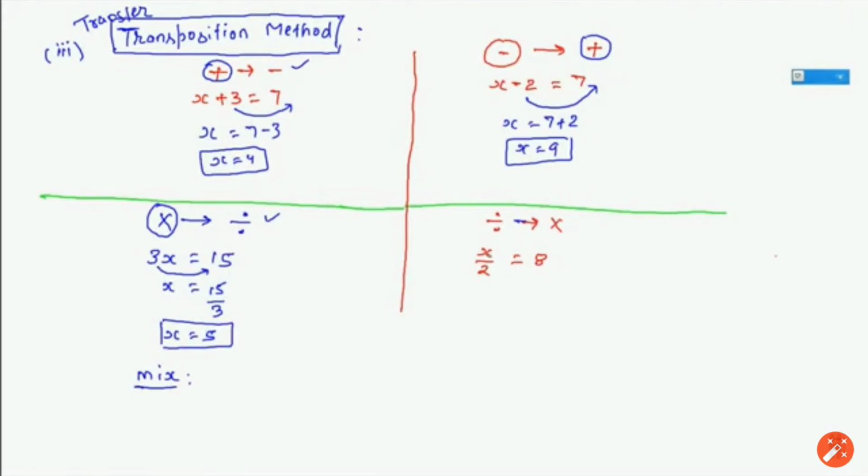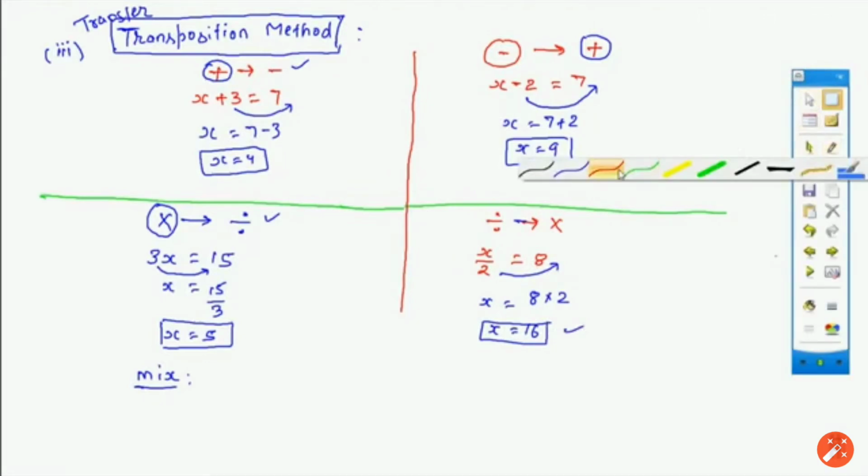And the next example, if it is in division form in the LHS, x by 2 is equal to 8. When it goes to the right side, it will change into multiply form. So x is equal to 8 multiplied by 2. This is 16. So x is equal to 16. These are the examples of the transposition method to solve a linear equation in one variable.